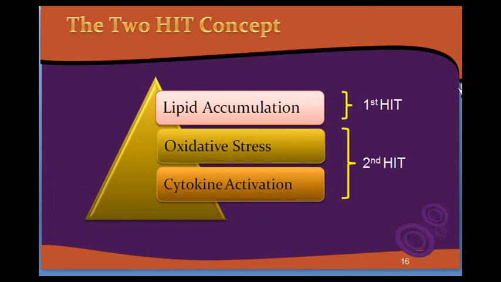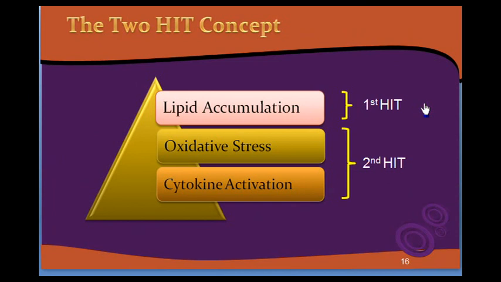In order to explain the onset of NAFLD and NASH, a hypothesis has been put forward, and this concept is called the two-hit hypothesis or two-hit concept. The first hit on the liver is lipid accumulation.